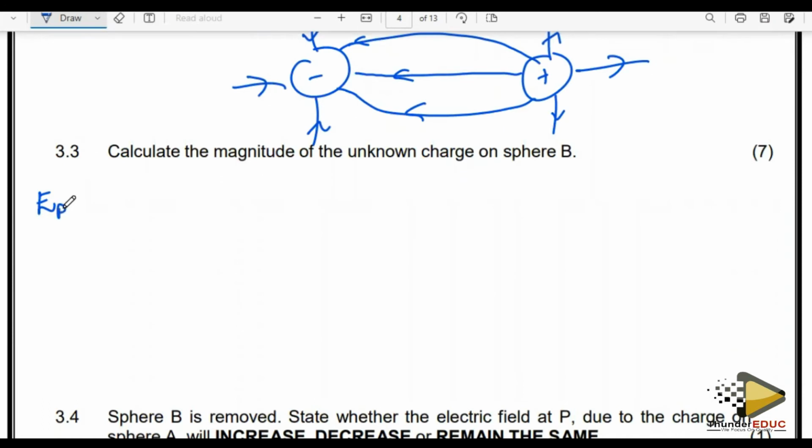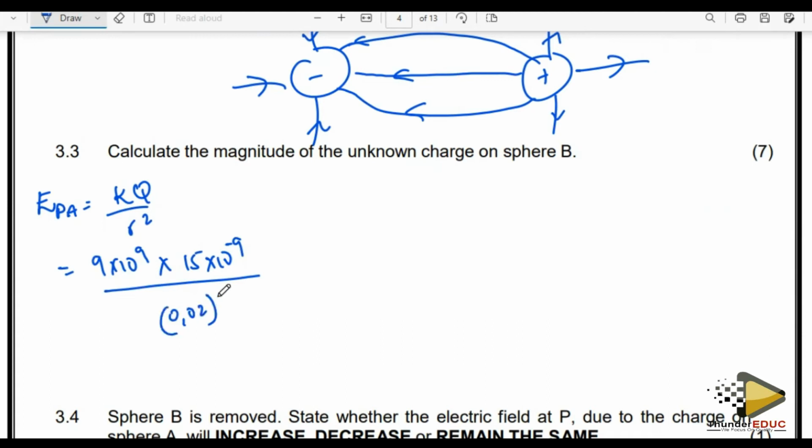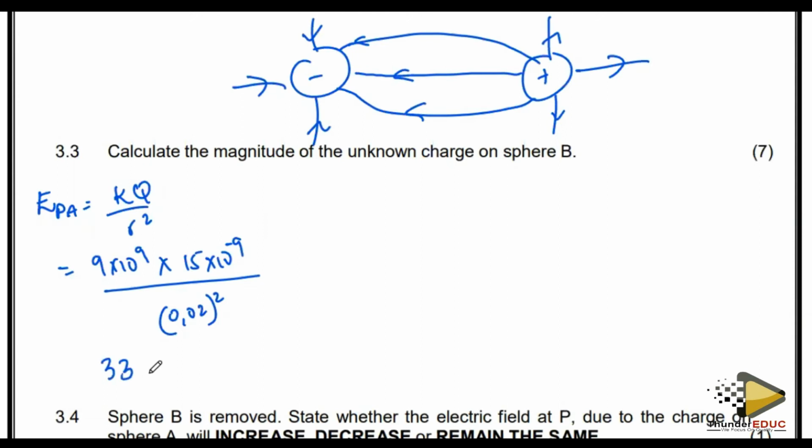Okay, so the electric field of A at P will be kQ over r squared. That's 9 times 10 to the 9, the Q we said was negative 10, dividing by 2 centimeters, 0.02 squared. So put that into the machine. I'm having 9 times 10 to the 9 over 0.02 squared. Having 337,500 newton per coulomb.